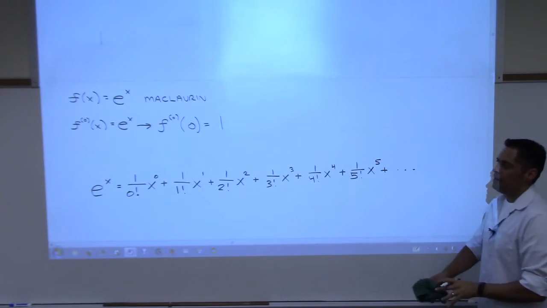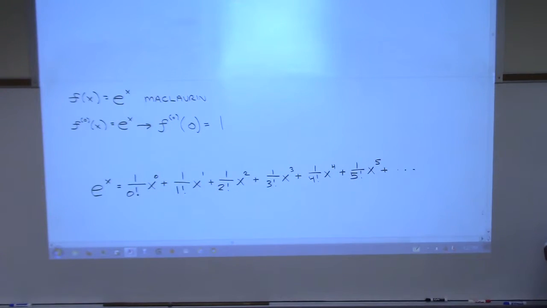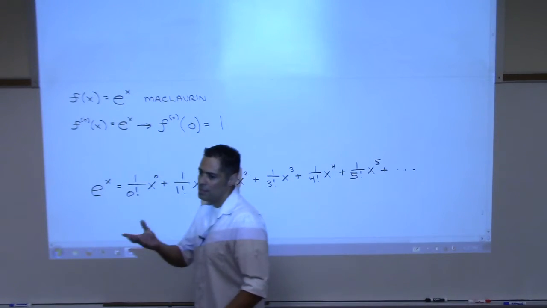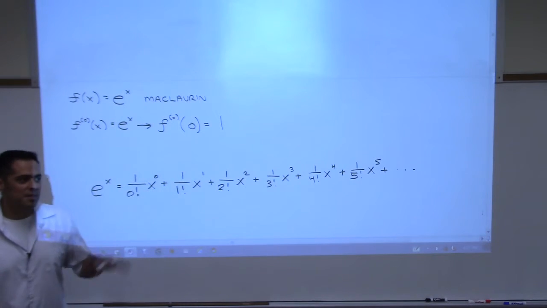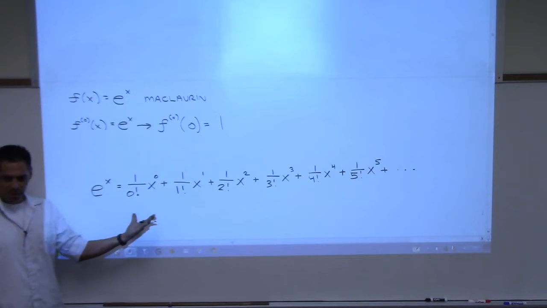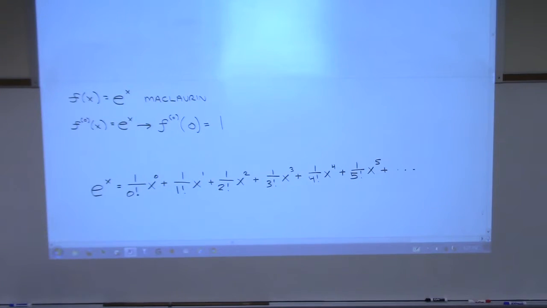See, the exponential function is neither even nor odd. Remember when you were studying even and odd functions, you could have neither. This is neither. It's not odd, it's not even. Does that kind of make sense? All right.